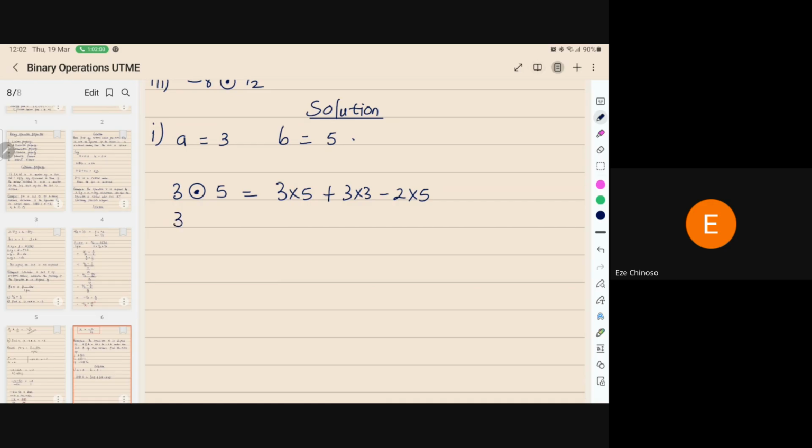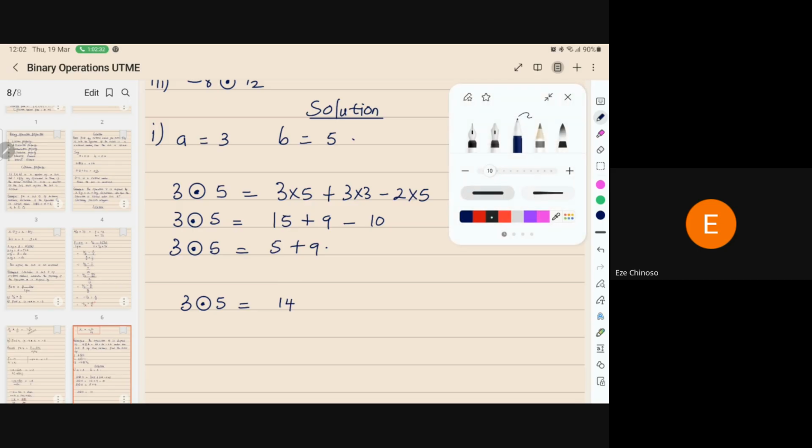We're going to have that 3, that operation, 5 will be equal to 5 times 3 is 15, plus 9, minus 10. Right, so this is 3 asterisk 5. 3 asterisk 5 will be equal to 15 minus 10 is 5, so 5 plus 9. So 3 asterisk 5 is equal to 14. So that's for our I value.